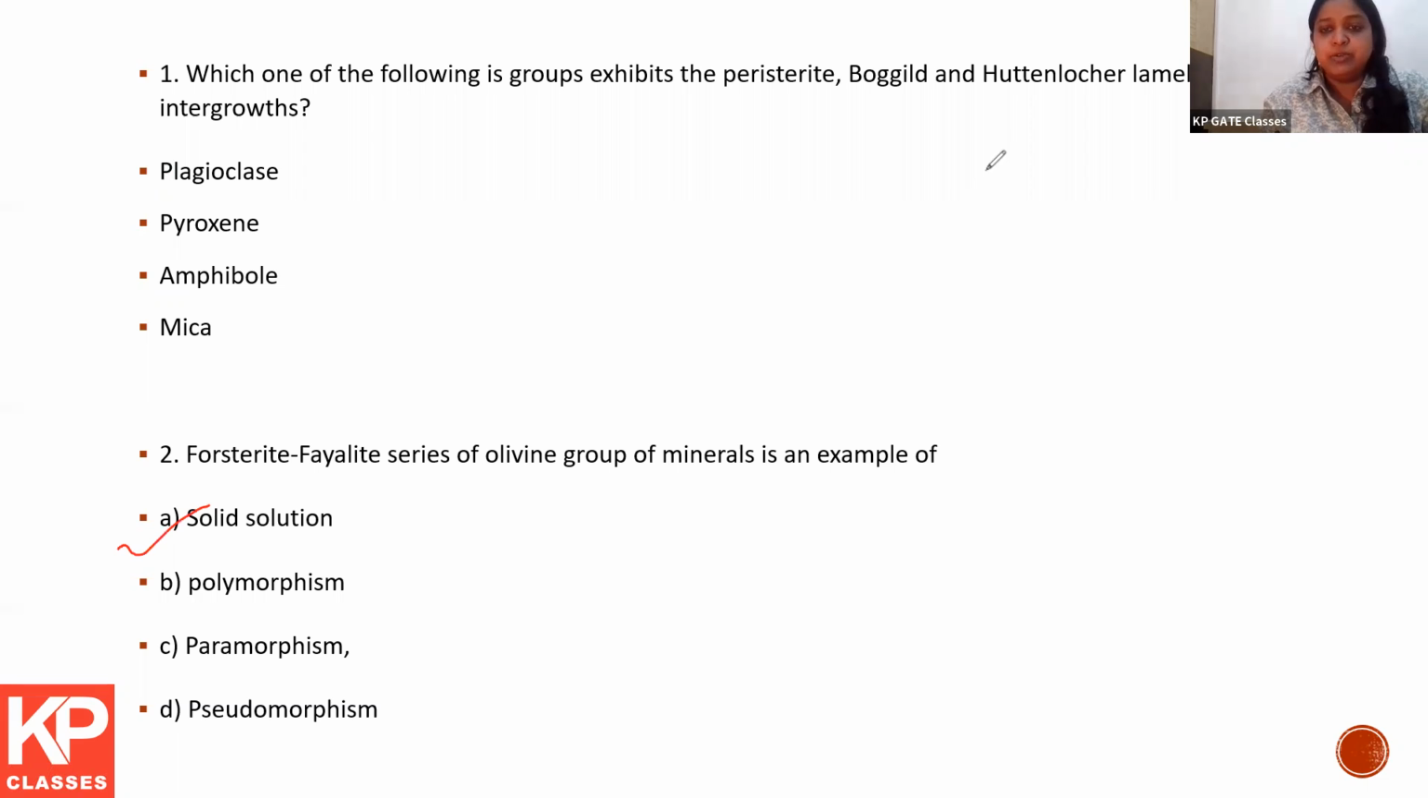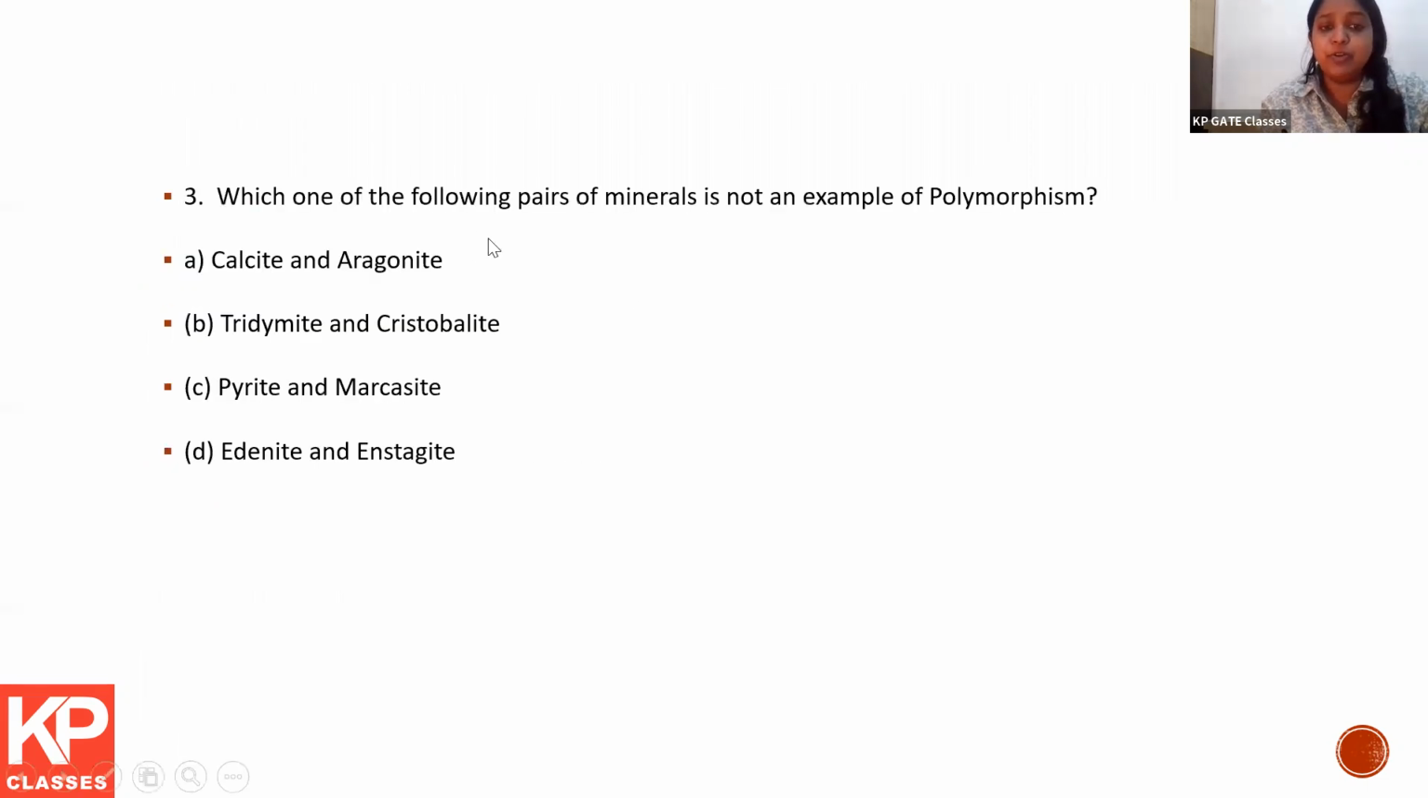The next question: which one of the following pairs of minerals is not an example of polymorphism? Calcite-aragonite, tridymite-cristobalite, pyrite-marcasite. All these exhibit polymorphism. Calcite and aragonite are calcium carbonate minerals, tridymite and cristobalite are silica, SiO2, and pyrite and marcasite are FeS2. Whereas enstatite and the other pair are not an example of polymorphism. So the answer is that pair. Let's go to the next question.